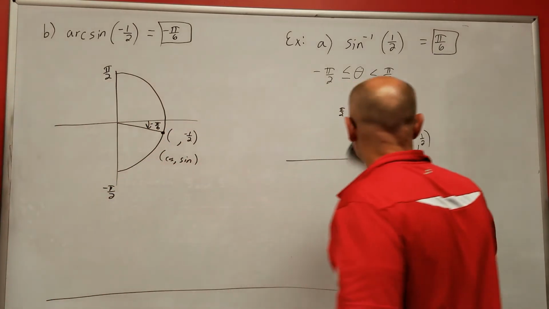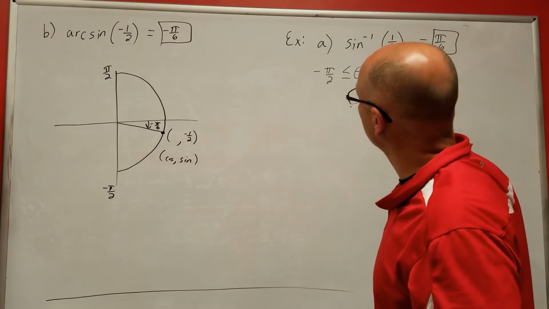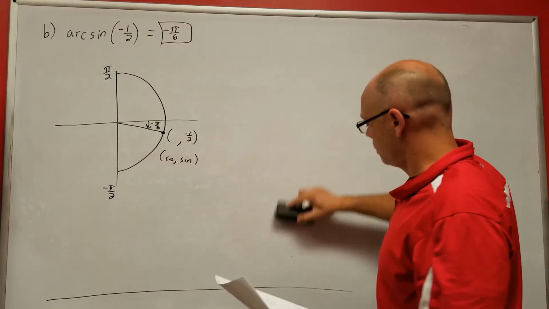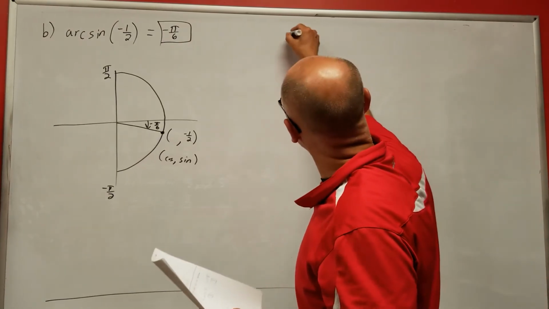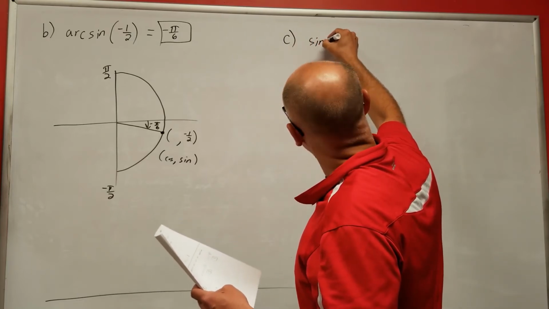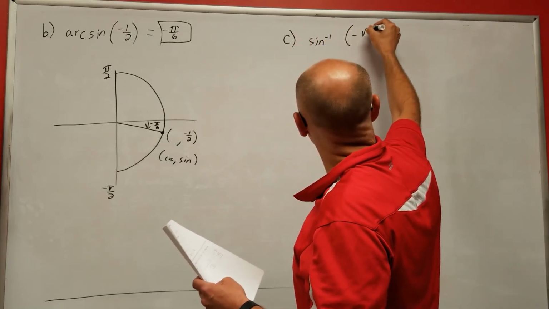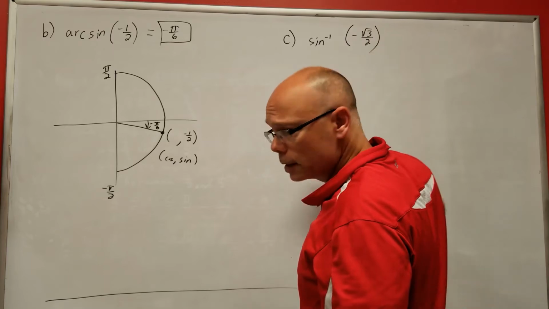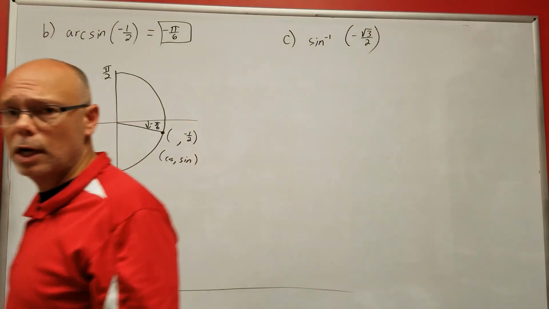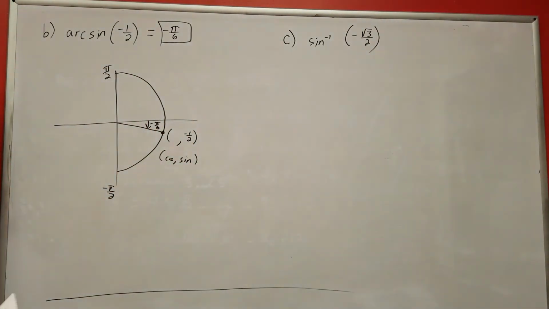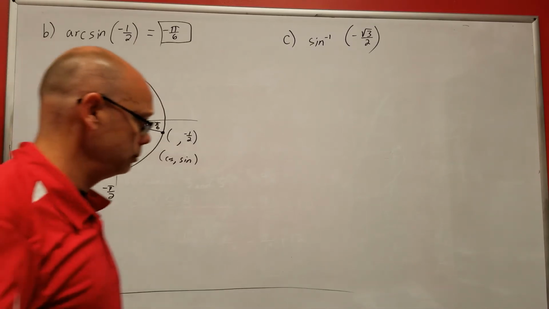Right now would be a good time to pause, after I put up part C. After I write up part C, like this, the inverse sine of negative square root of 3 over 2, now would be a good time to pause the video. Try to work this one yourself. And once you're done, hit play and see if you got it right.